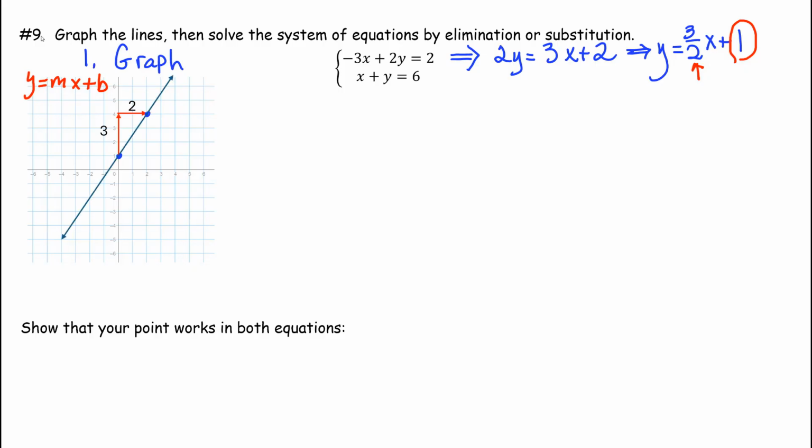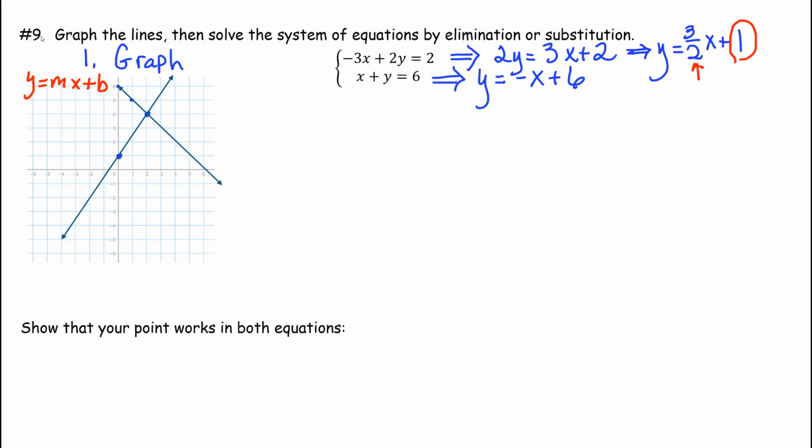Looks like that. All right, now let's look at the second line, x plus y equals 6. So we're going to get y by itself, y equals negative x plus 6. So now I can see that my y-intercept is 6. So I can put a dot right there on the y-axis at 6. And my slope is negative 1. So I can go over 1 and down 1. And that will be another point on the line. So I can draw the line right there. So those are my two lines.